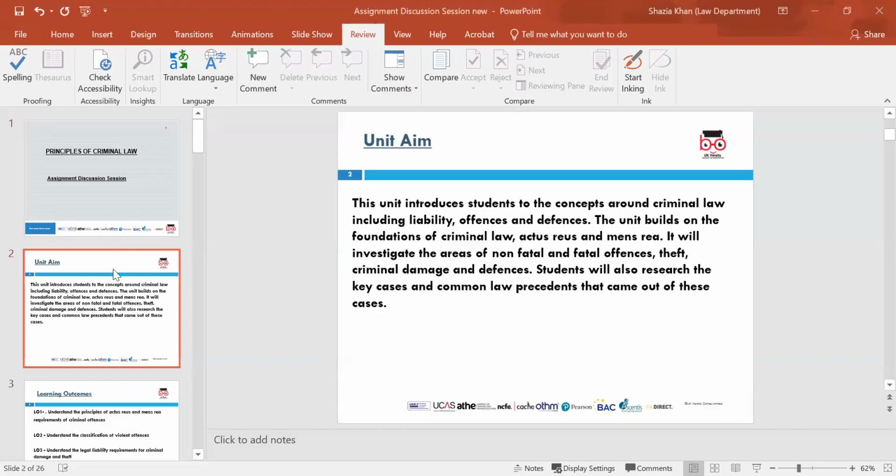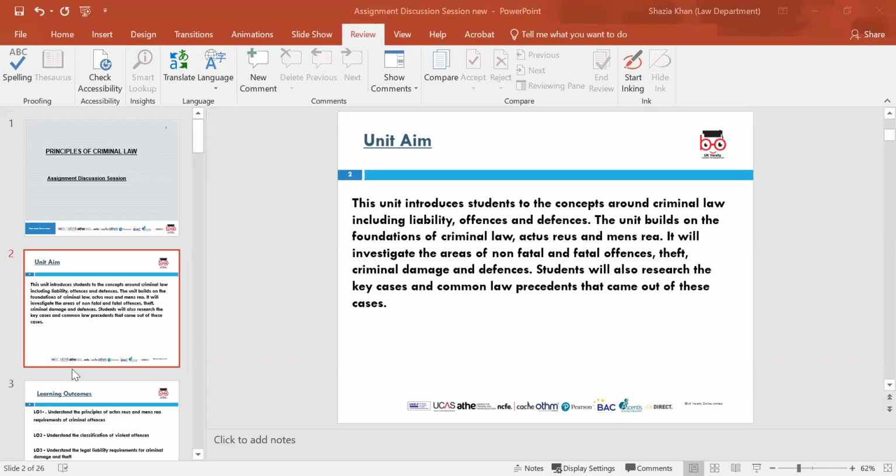So the assignment, the unit aim is to introduce the students to concepts of criminal law, including liability, offences and defences. The unit builds on foundations of criminal law, actus reus and mens rea. It will also investigate the areas of non-fatal and fatal offences, theft, criminal damage and defences. Students will also research the key cases and common law precedents that came out of these cases.